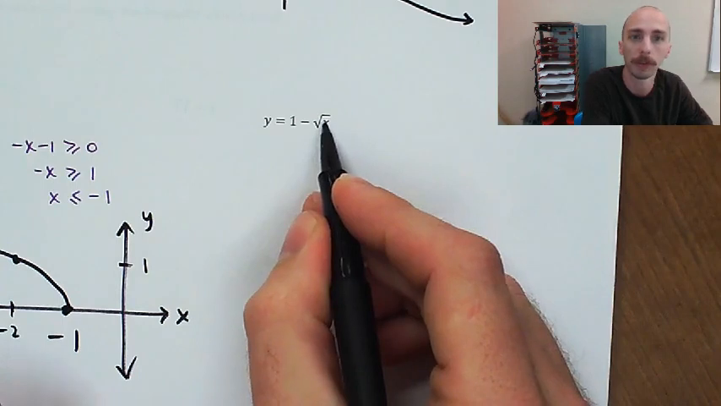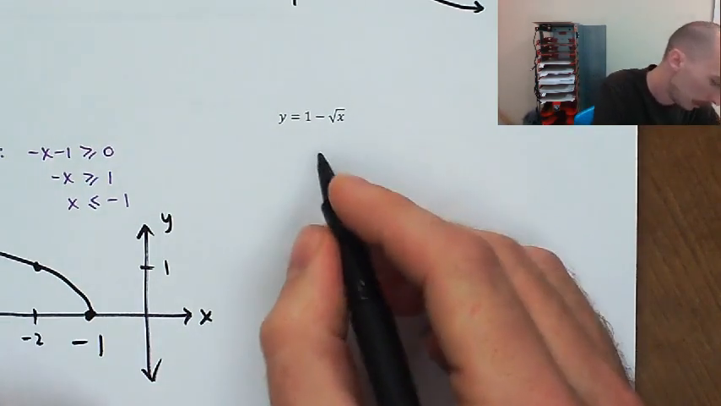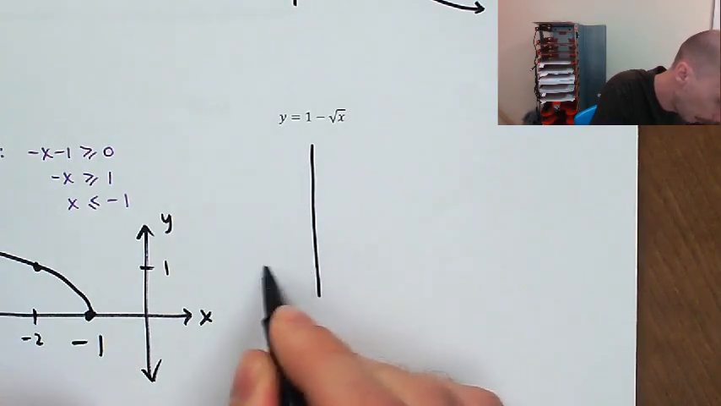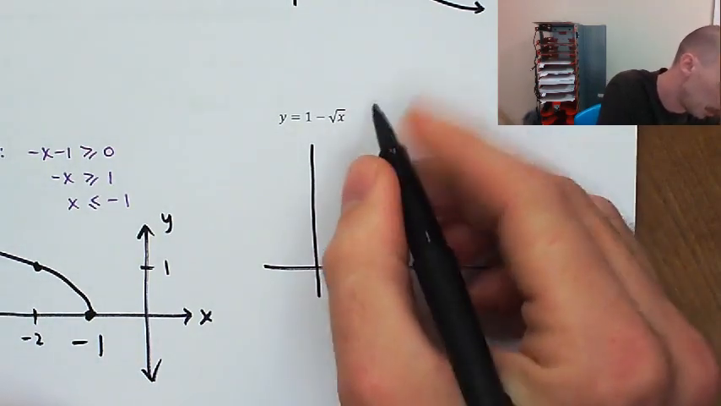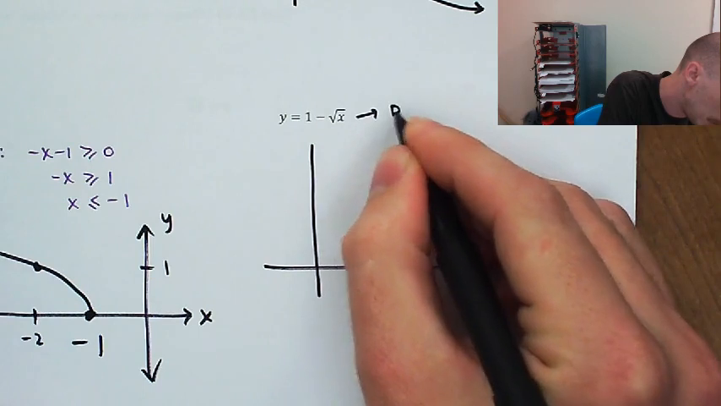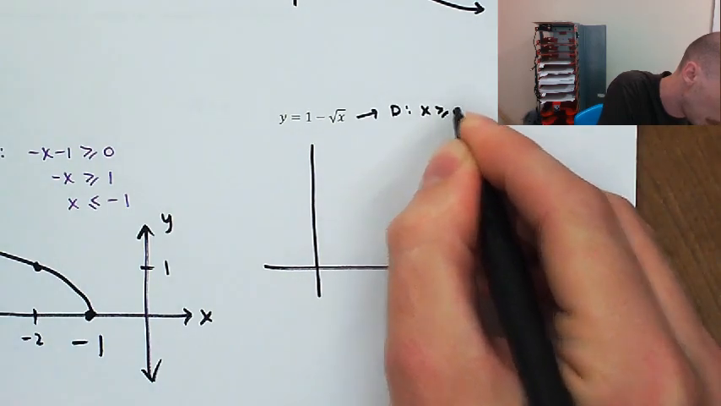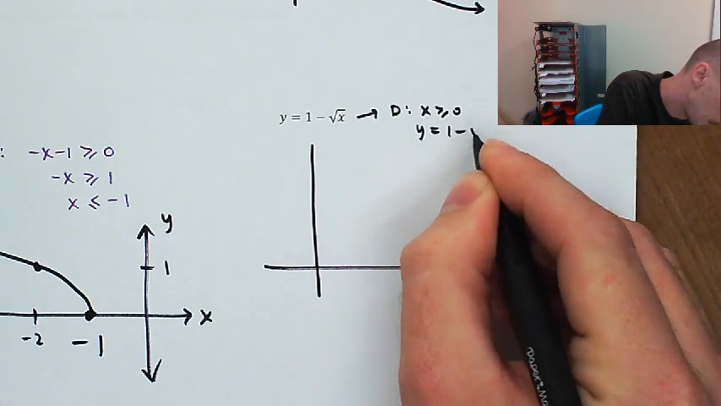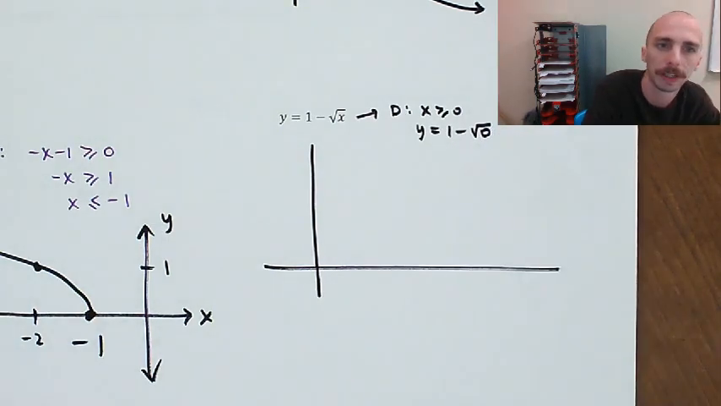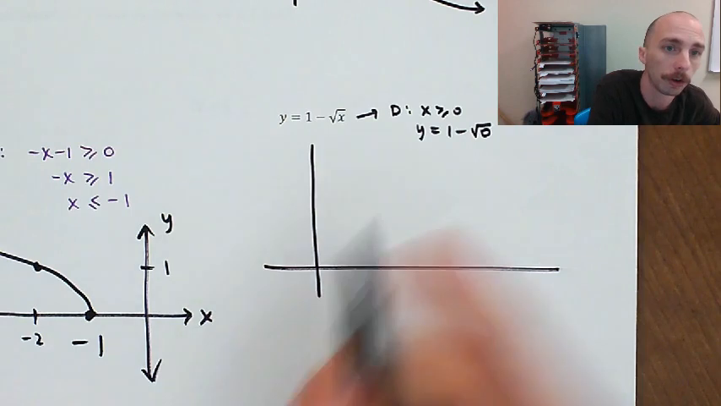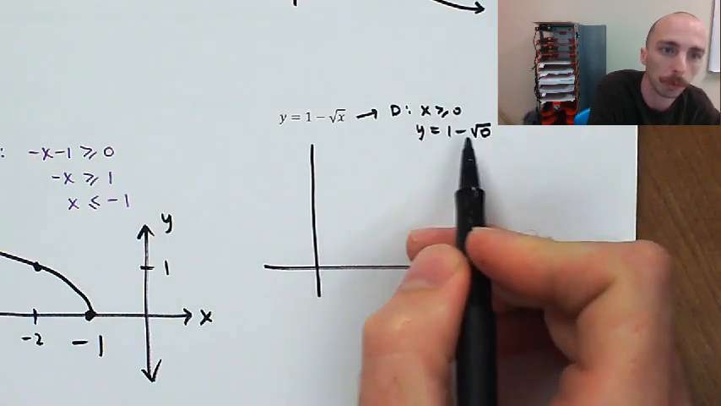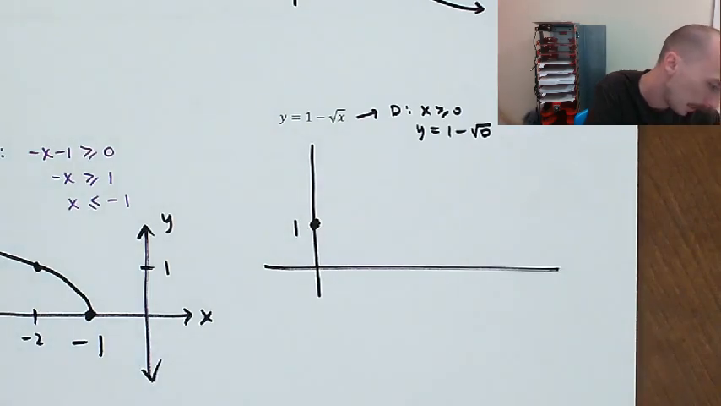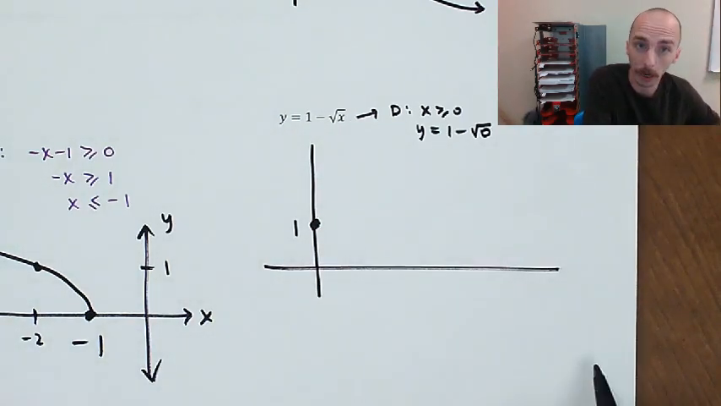Okay, the domain of this thing is just going to be x is greater than or equal to 0. But the y-coordinate of the beginning of the graph is going to be... well, that means domain x greater than or equal to 0. The y-coordinate is equal to 1 minus the square root of 0, so y is going to equal 1. So this graph starts at x equals 0 and y equals 1. And then it's the negative square root of x, so it's going to go down.